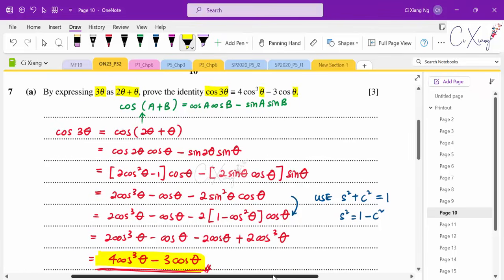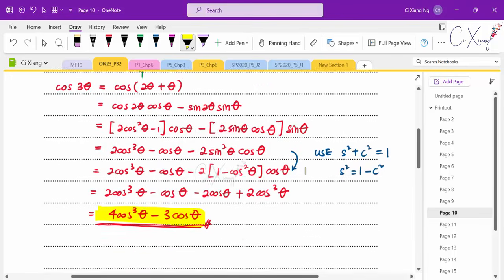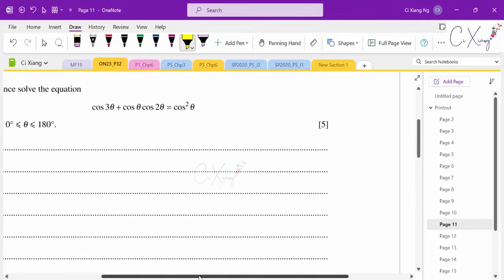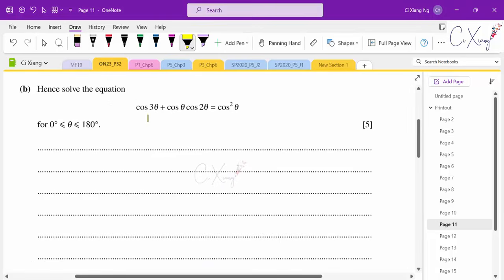So for the first part, when they ask you to prove something, very likely you need to use this particular result in the second part. Okay, so let's have a look at what we have in the second part here. For the second part, they want you to solve this equation: cos 3 theta plus cos theta cos 2 theta equals cos square theta. So again, this is something that we proved earlier in the first part. So that means you need to substitute. You have to substitute the result from the first part into this term. Okay, so we'll start from here.